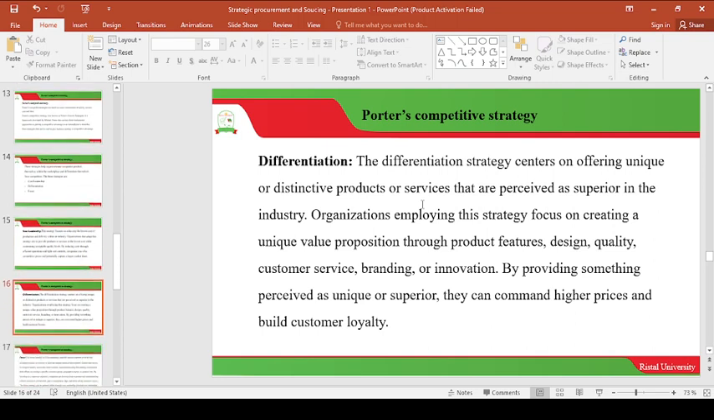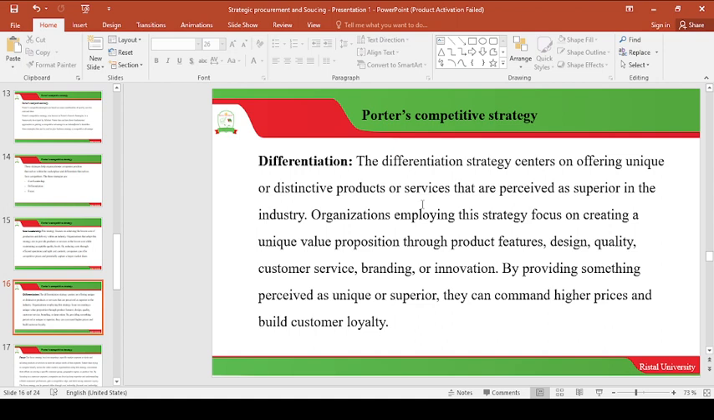So we look at differentiation. The differentiation strategy centers on offering unique or distinctive products or services that are perceived as superior in the industry, or services or products that are taken as the most superior in the market.